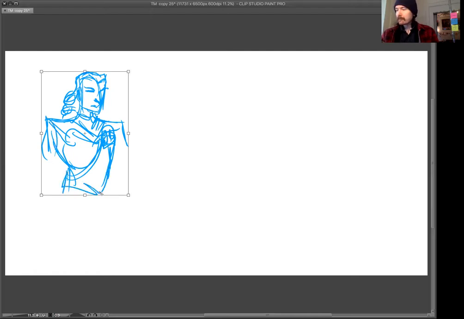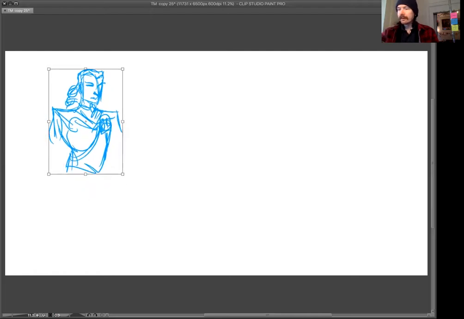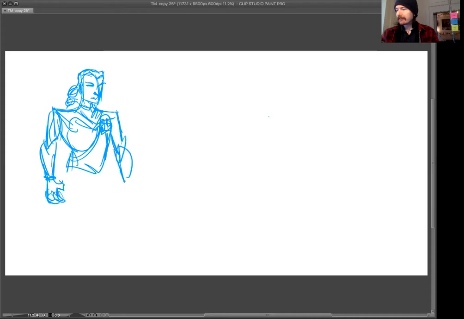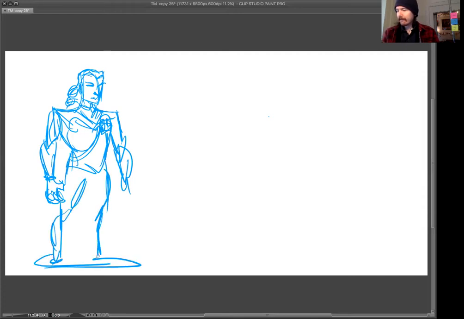And it's important to remember that he is a toy. So you got to add in points of articulation. He's got those hands that you can swap out when you buy a fancy figurine. He's got a little stand that he stands on.